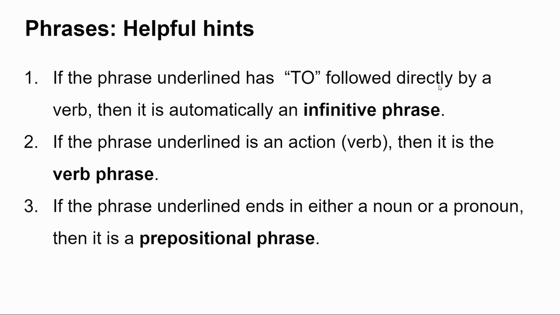Some helpful hints with phrases. If the phrase underlined has to followed directly by a verb, then you can go right away, that's an infinitive phrase. If the phrase underlined is an action, so I see a verb there, I see an action, running, walking, then it is a verb phrase. If I see that action and it's not preceded directly by to, keep that in mind. But if I see an action like is running, was walking, okay. If the phrase underlined ends in either a noun or a pronoun, then it's a prepositional phrase. So I see that you have the phrase underlined that ends in a noun or a pronoun, I know that's going to be a prepositional phrase.